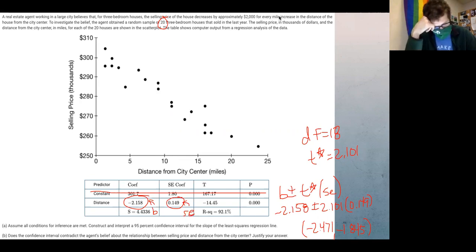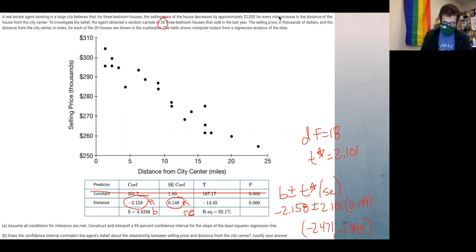So a real estate agent believes that for 3-bedroom houses, the selling price of the house decreases by approximately $2,000 for every mile increase in the distance of the house from the city center. To investigate the belief, the agent obtained a random sample of 20 3-bedroom houses. The selling price in thousands of dollars and the distance from the city center for each of the 20 houses are shown in the scatter plot. The table shows computer output from the regression analysis of the data. So does the confidence interval contradict the agent's belief about the relationship between selling price and distance from city center?